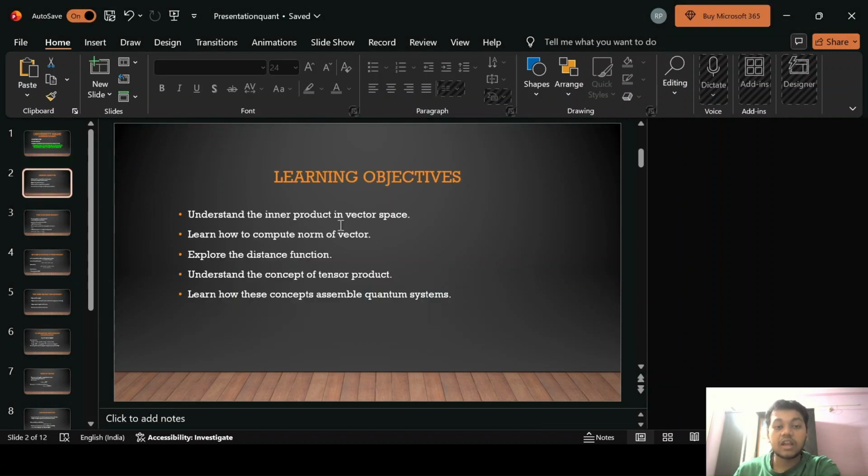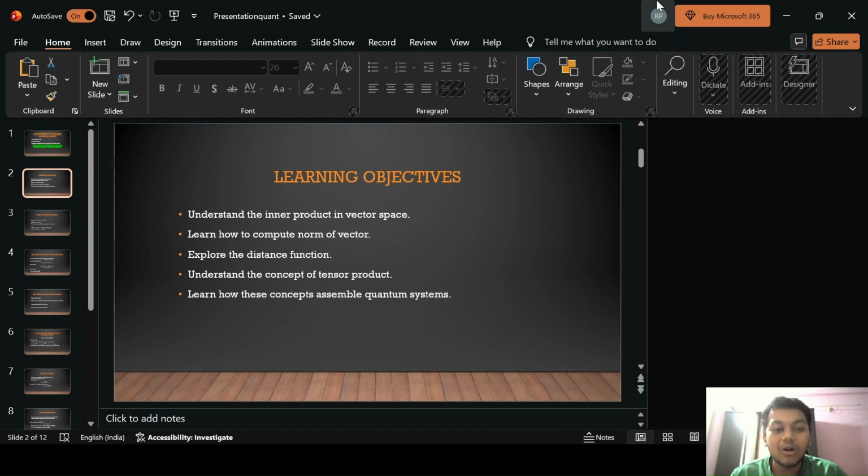Let's see now the learning objectives. Understand the inner product in vector space, learn how to compute norms of vector, explore the distance function, understand the concept of tensor product, and learn how this concept assembles into quantum systems.